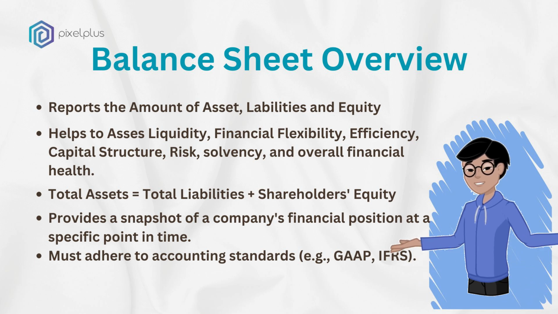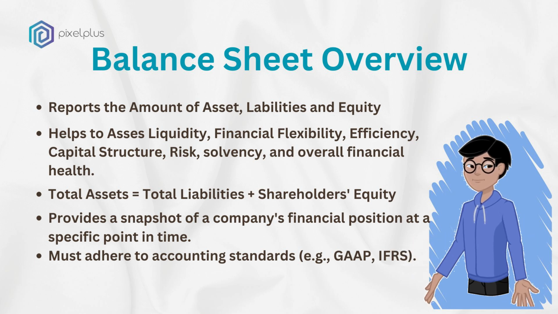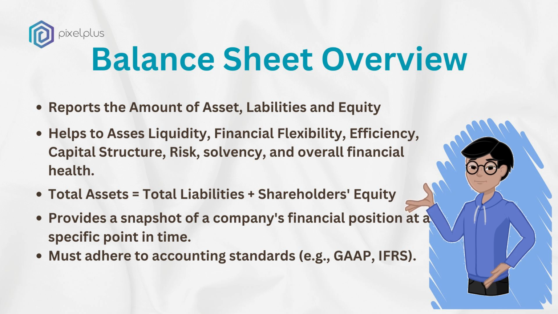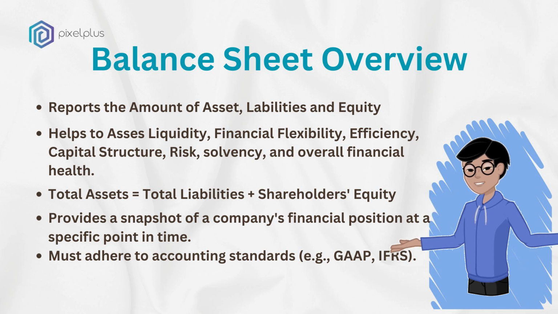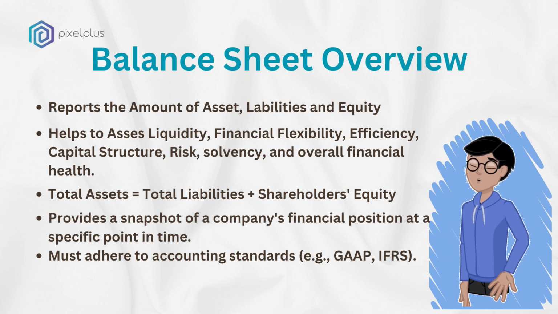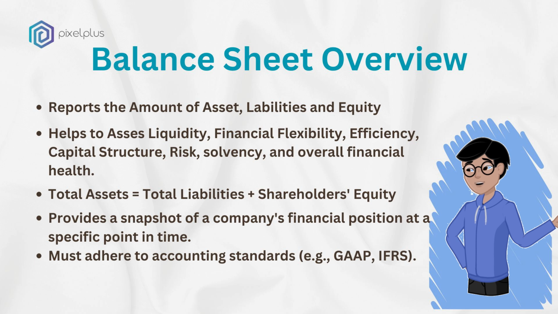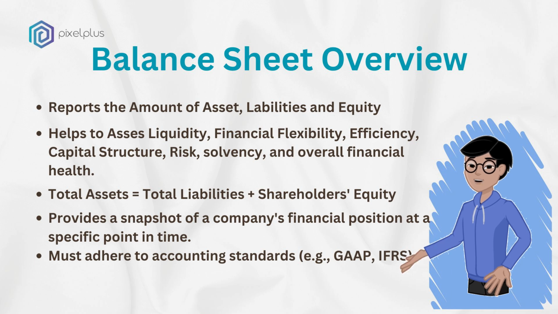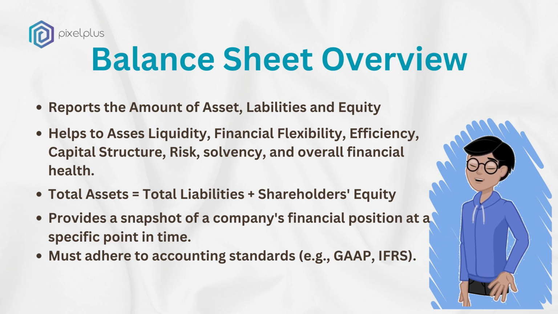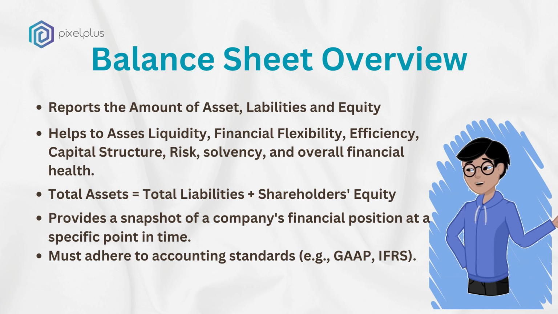The next thing in the balance sheet overview is the accounting formula. The formula is that total assets should always be equal to the total of liabilities plus shareholder equity. What the types of asset categories and liabilities are, all this we will discuss in today's lecture in detail. So for now, just keep in mind that the formula of the balance sheet is that total assets should always be equal to total liabilities plus shareholder equity.